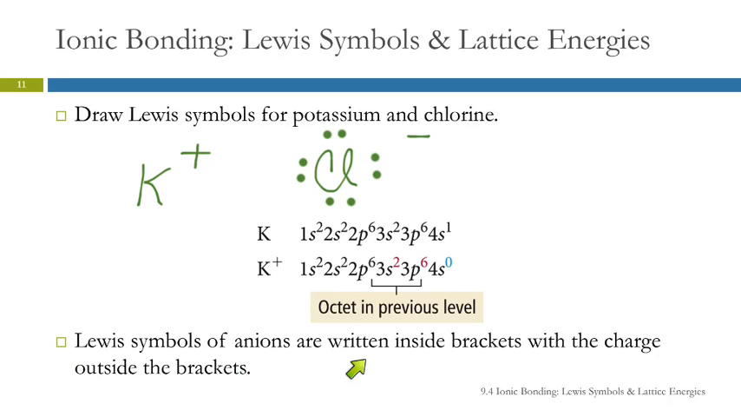Lewis symbols of anions are written inside brackets with the charge outside the brackets. Okay, for me to remember that, I need to have some sort of a reason. If you look at this, you can imagine how a negative sign could get mixed up with dots and be kind of confusing. So my rationale is I want to put brackets around here to contain the dots and then the negatives on the outside, and so it's easier to see. So this is the Lewis symbol for a potassium ion, and this is the Lewis symbol for a chloride ion. Any questions?